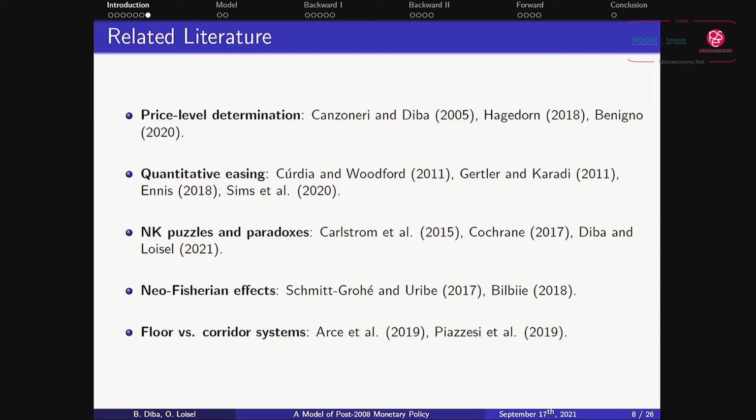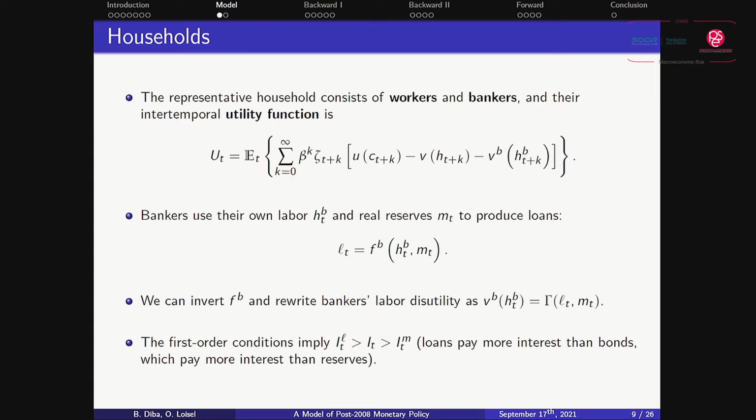Now, I'm going to present the model in only 2 slides. So it's a very simple model. We have a representative household, which consists of workers and bankers. And here is the intertemporal utility function. Here, beta is the discount factor, zeta the discount factor shock, U is consumption utility, V is the labor disutility function for workers, and VB the labor disutility function for bankers.